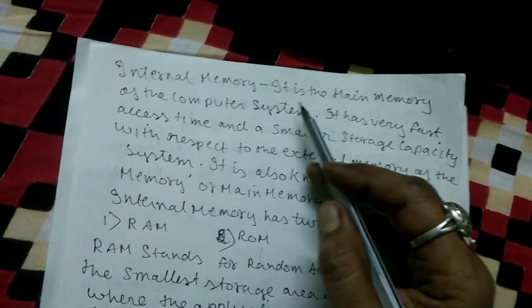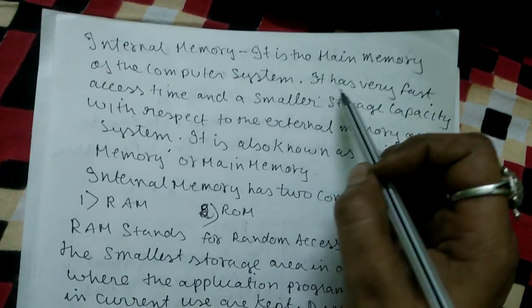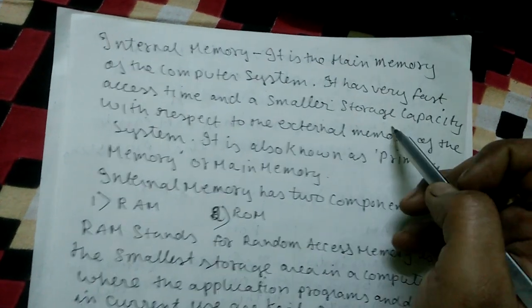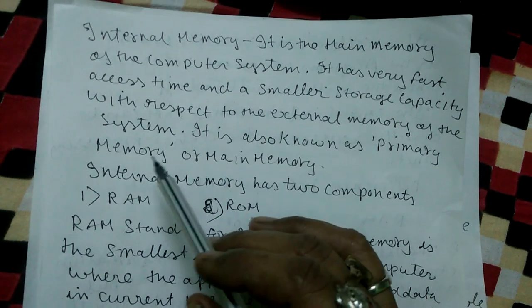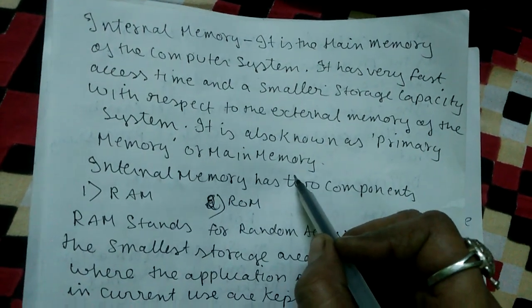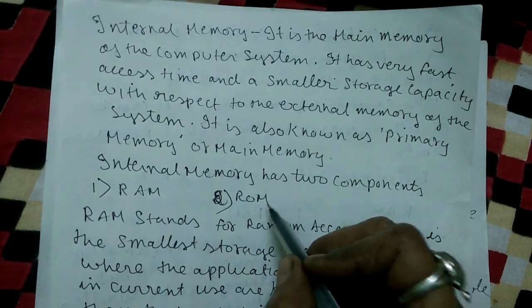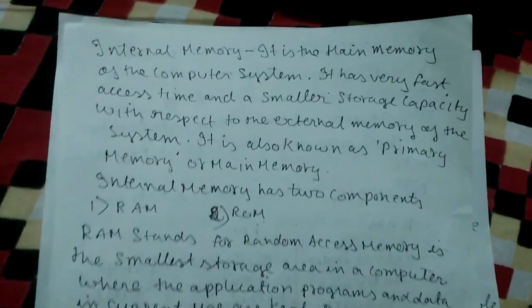Next, it is the main memory of the computer system. It has very fast access time and smaller storage capacity with respect to the external memory of the system. It's also known as primary memory or a main memory. So, internal memory has two components, that is RAM and ROM. You might have heard about this RAM and ROM.